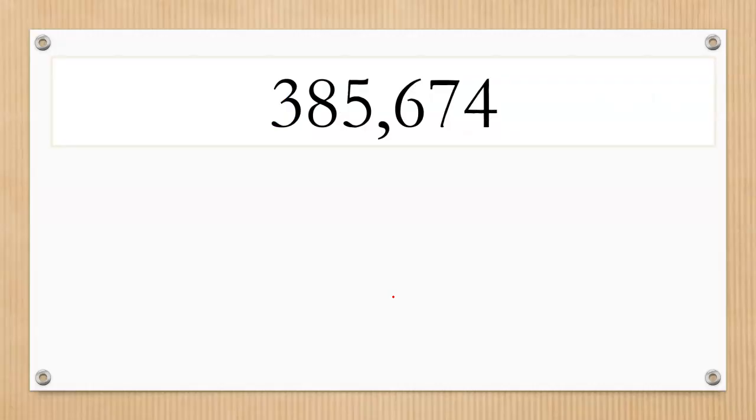I know you can pronounce this number: 385,674. 385,674. And I'm sure you remember your place value. Your place value for the number 4 here. So this is your unit or your ones. You remember that? Okay, so here we have 4 ones.